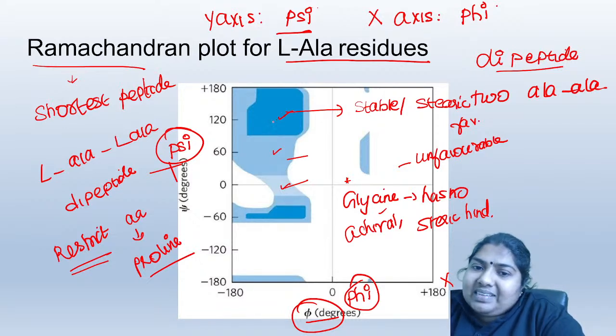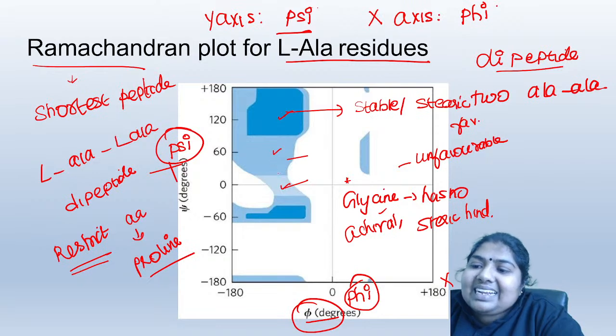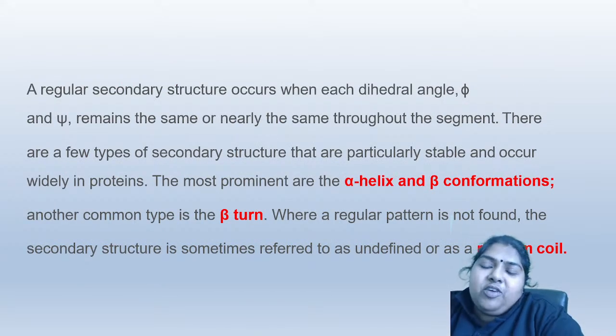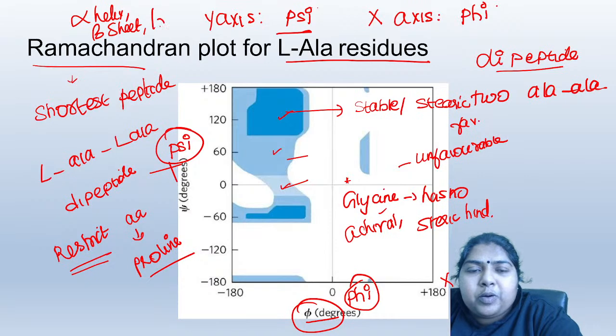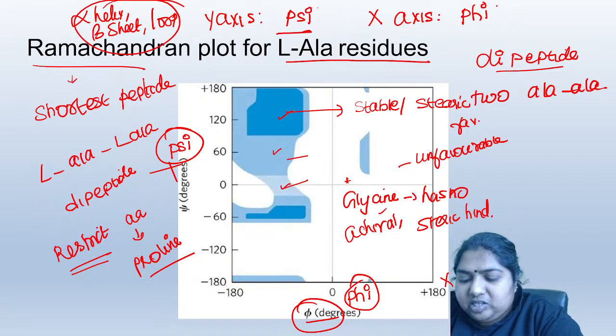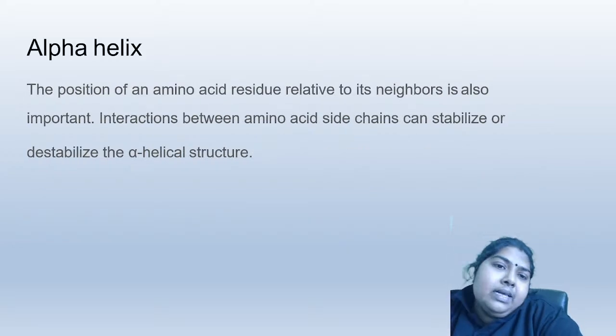Okay, right. So what are the colors indicating? The darker color indicates that it is highly stable. The lighter color indicates that a little bit of steric hindrance is there. White, you don't prefer. Fine. So there are a few conformations that are very, very common. They include the alpha helix, the beta sheet as well as the loop. These are the famous conformations that are usually present. And also the beta turns are very, very common.